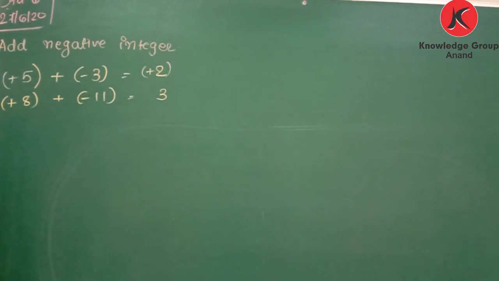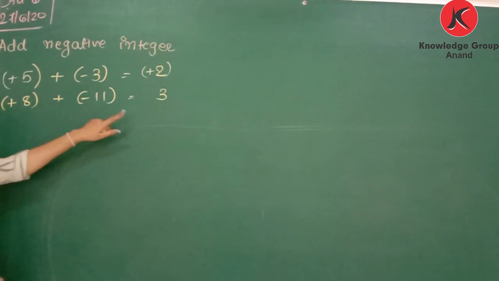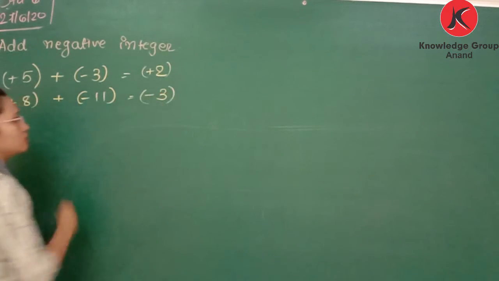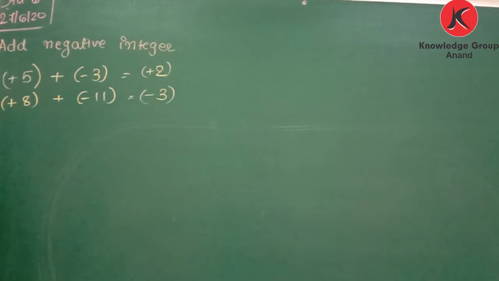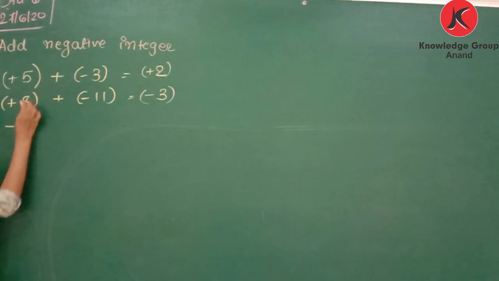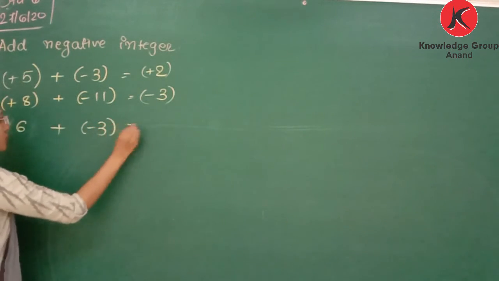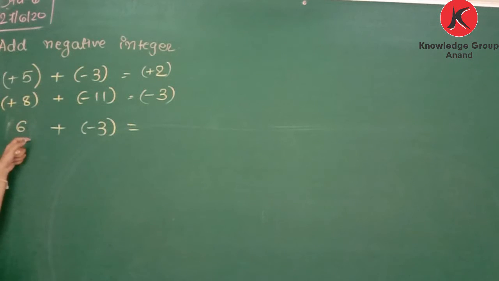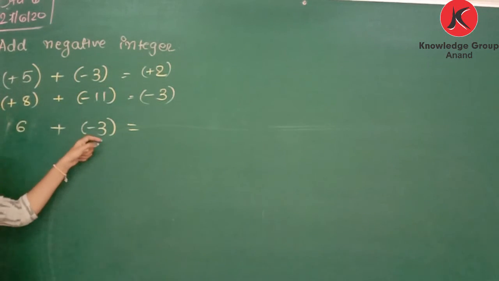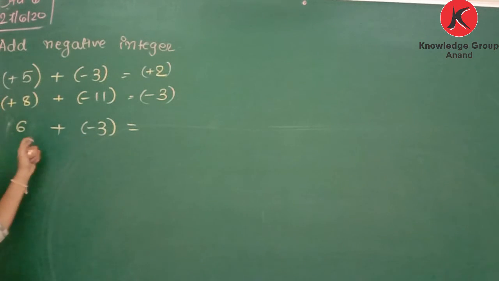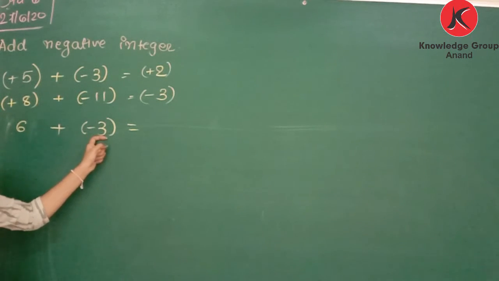11. And what is the sign of 11? That is negative. So the answer has a negative sign. Clear? One more. 6, if the sign is not given, 6 minus 3. Now one number 6, that is positive, the sign is not given, so it is positive. Minus 3, that is negative. One positive, one negative, subtract the numbers.